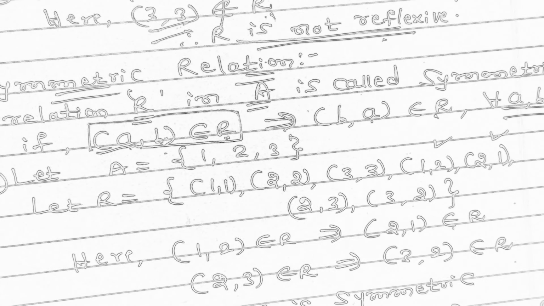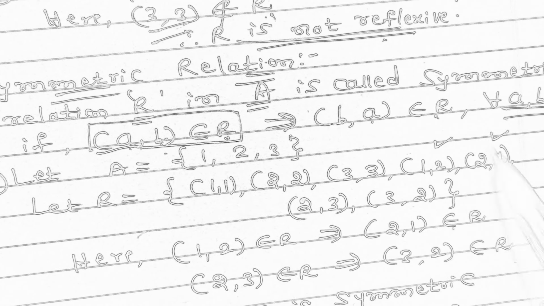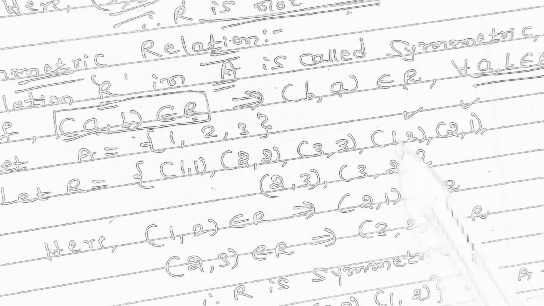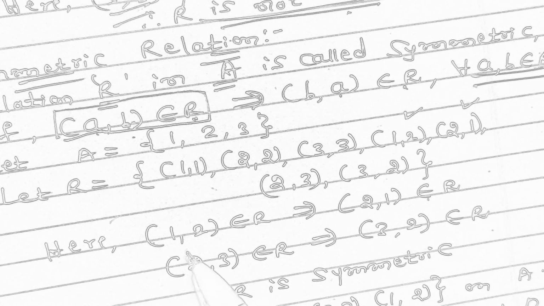So how can we understand this? Let us take the same example here, 1, 2, 3. I have considered some of the pairs here. Please understand this. Out of these pairs, I am observing 1, 2.